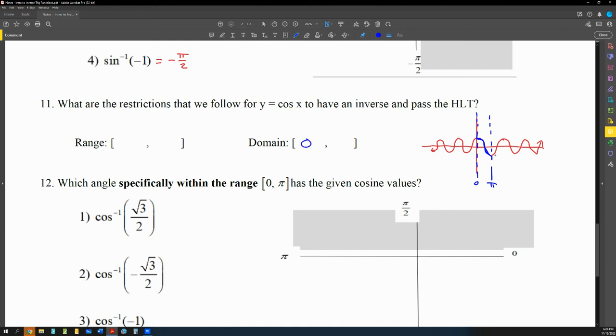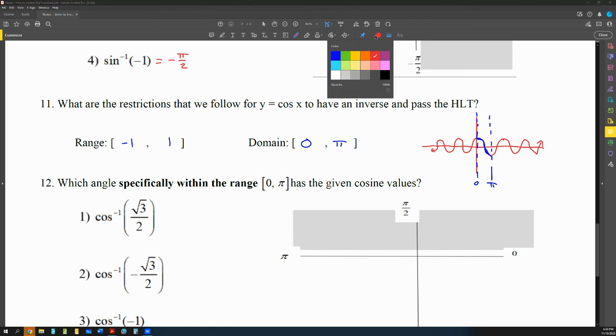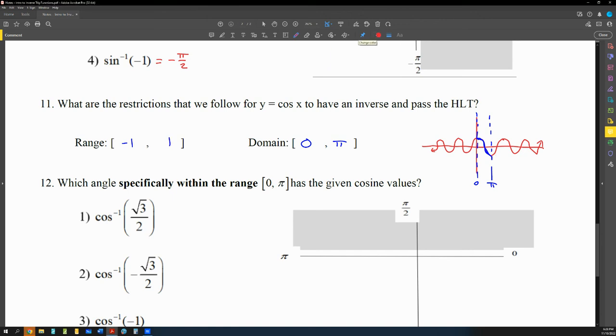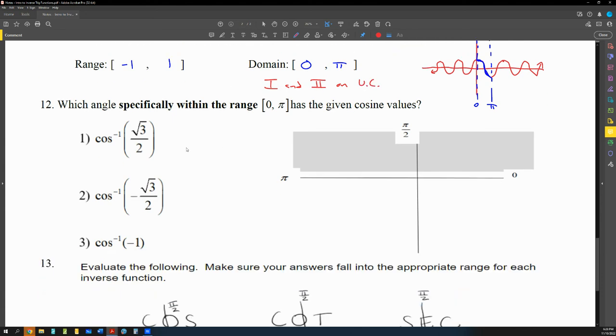Okay, so if we restrict the domain, again, from 0 to pi, the range is going to be from negative 1 to 1. Again, we hit all those values. I'll switch back to red. From 0 to pi, on the unit circle, this is going to be quadrants 1 and 2 on the unit circle. Okay? So let's consider now number 12, the inverse cosine of root 3 over 2.